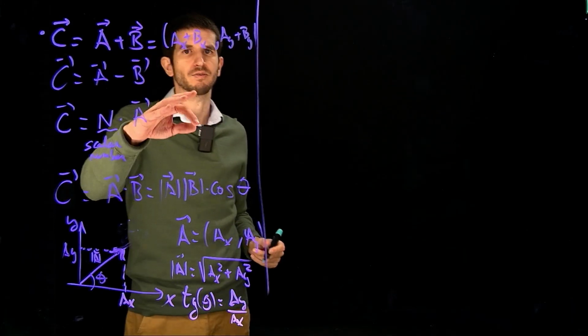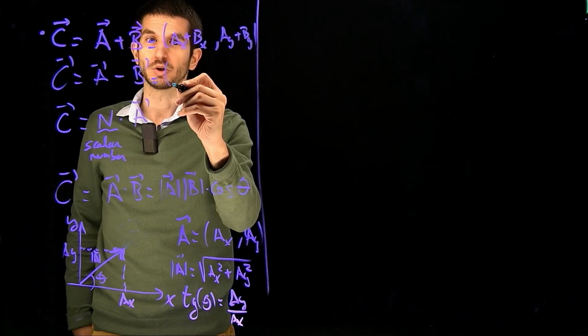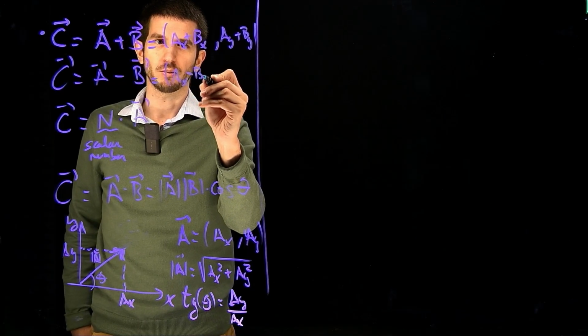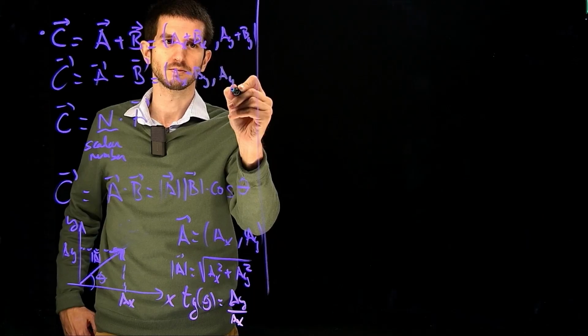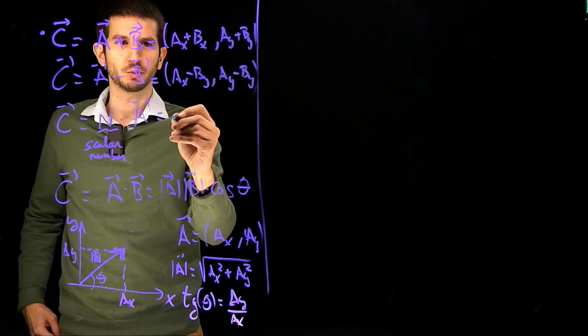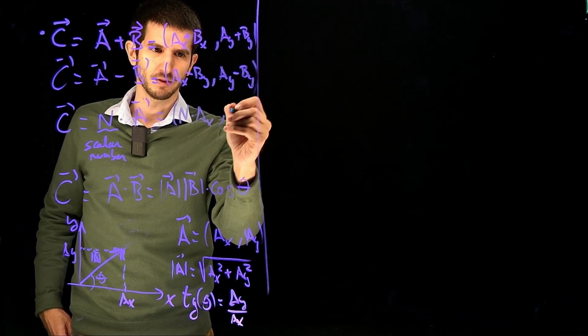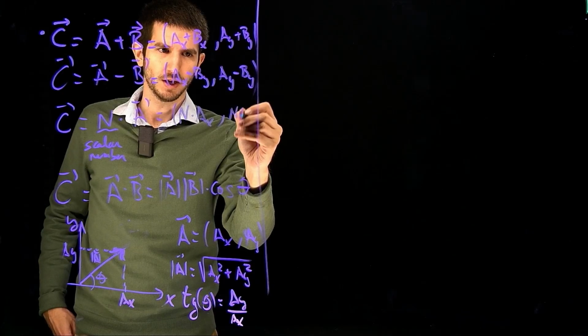When we are adding vectors, we just add their components one to one. When we're subtracting vectors, we're doing the same thing, subtracting the components. When we are multiplying times a number, we're simply multiplying the number for every one of these components.